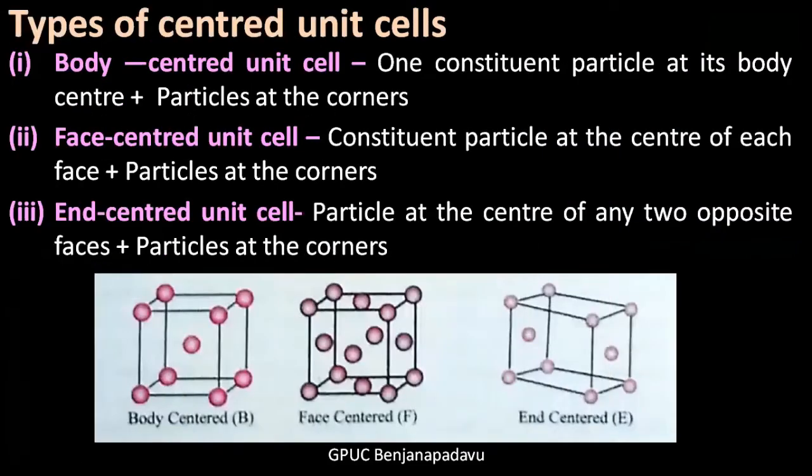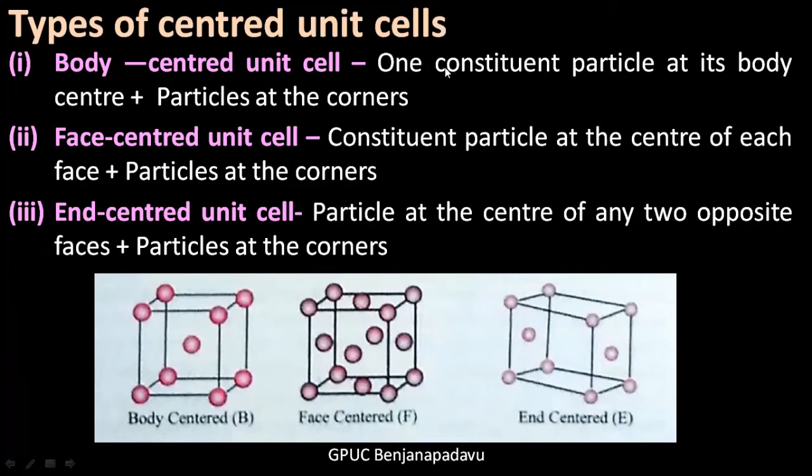Again, the centered unit cell can be classified into three types based on where exactly the particle is present along with the corner. So corner na ottige innelli particle galu untu adra mele based aagi we can classify the centered unit cells into three types. They are body centered unit cell, face centered unit cell, and end centered unit cell. So body centered unit cell anta helidre, the name itself is giving you a clue. It is a centered unit cell and a body centered unit cell.